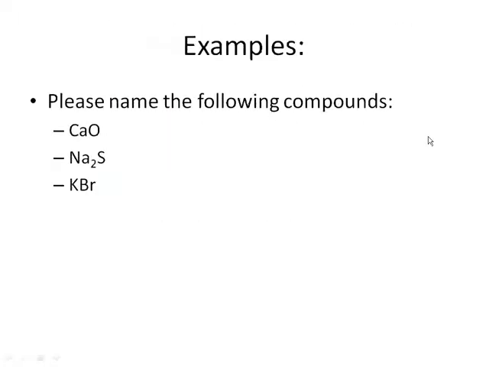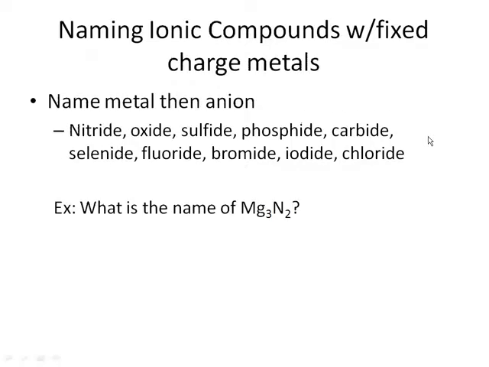Let's go back here. So when we're naming these, we're checking to see, am I dealing with a fixed charge metal? If I am, then I just name the metal and then the anion. So for instance, I might be faced with this formula here, Mg3N2. Now notice the names of the anions are slightly different than the names of the elements for the nonmetals.